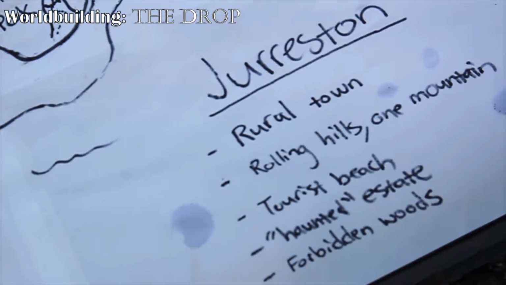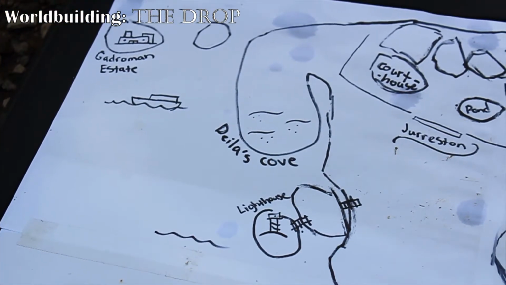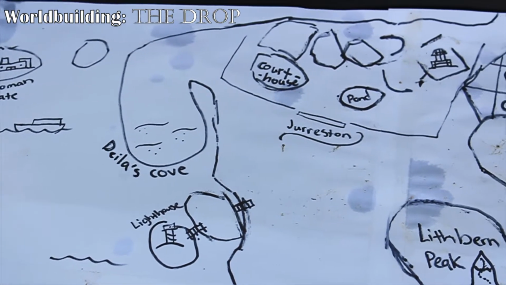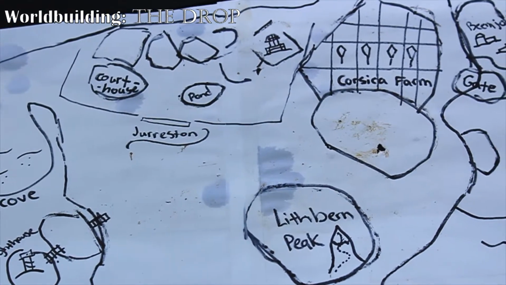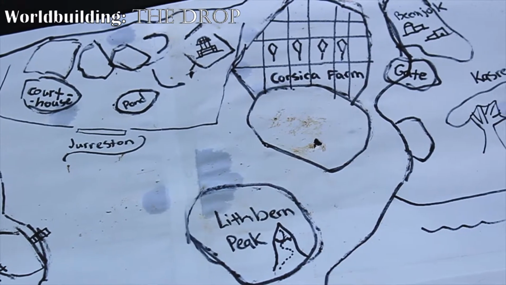You can see I added an abandoned estate here for some character. Also, Deela's Cove, which is going to be a tourist attraction that the locals hate. You can see that the actual place is called Juriston, which is this town. I gated it off here, so it's a countryside town, and you can see the courthouse in town there.